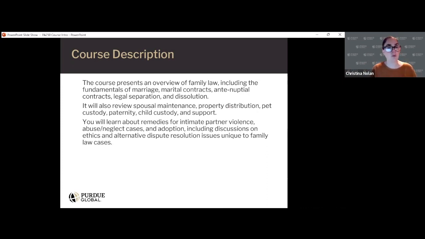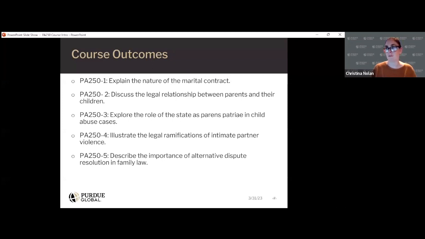And then we're going to explore some things that traditionally family law courses sort of ignore. Intimate partner violence. As we know, this is a huge issue. Many practitioners in this area deal with this on a regular basis. So we felt it imperative to introduce it into this course. Child abuse and neglect cases, adoption, which is also considered one of the happiest areas of law in some respects. Also, we'll bring in ethics and alternate dispute resolutions, which you'll see in many of our classes here at Purdue.